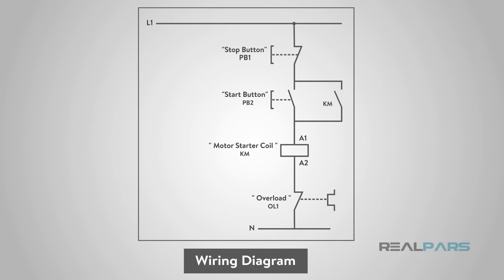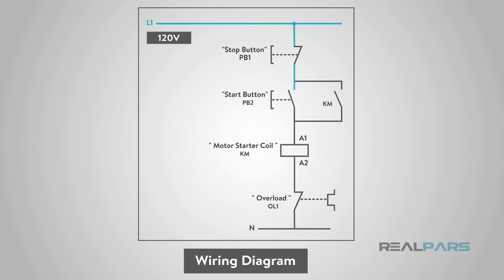First, let's look at our basic start and stop diagram. I like to start on the left and follow the line. Each line represents a wire that is connected. L1 is our 120 volts hot wire. It will run straight to the normally closed stop button, labeled PB1. From the other terminal on PB1, it runs to a normally open PB2, which is our start button.